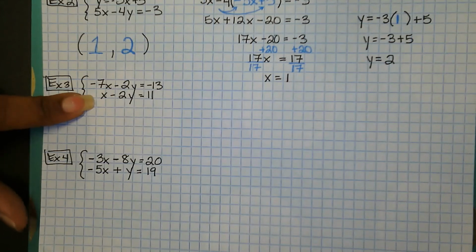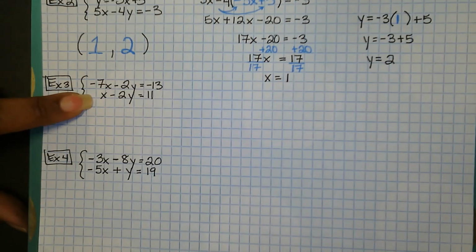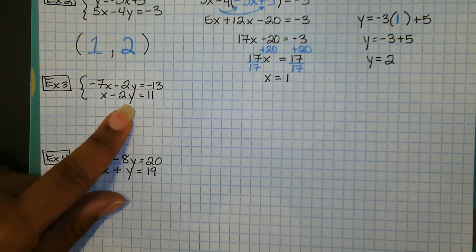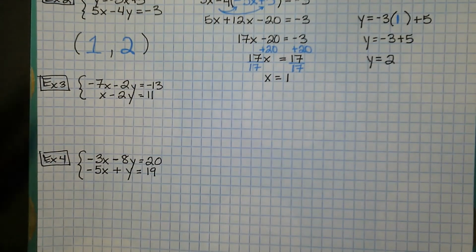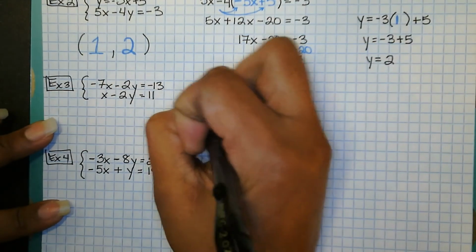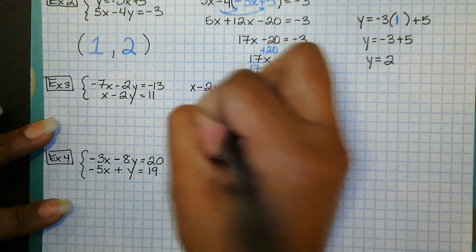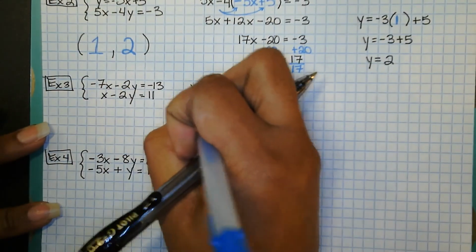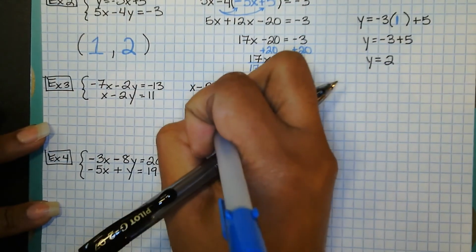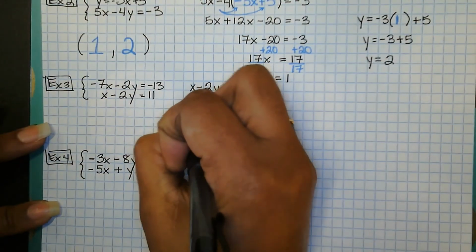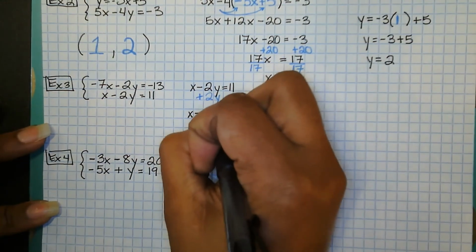I will choose to solve the second equation for x because the coefficient is a positive 1, which means all I have to do is move the -2y over and I'm good. I don't need to divide after that. So let's go ahead and solve for x. So if we have x minus 2y equals 11, if I want to solve for x or get x by itself, I need to add 2y to the other side. So we know x is equal to 11 plus 2y.